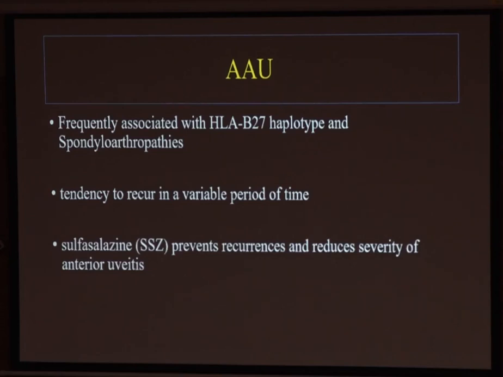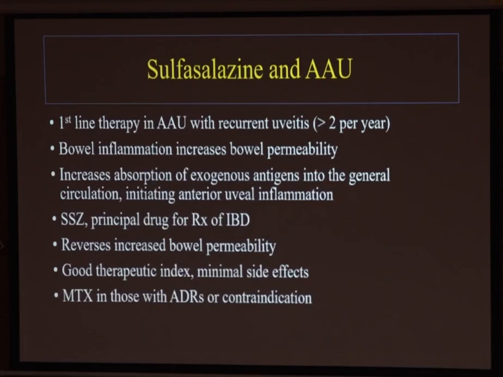You must be wondering why we always order the HLA-B27 in our clinic, because these patients are frequently associated with the HLA-B27 haplotype and spondyloarthropathies. And this type of uveitis has a tendency to recur in a variable period of time. You may have multiple episodes in a year, you may have 3 or 6 or any number of episodes. So sulfasalazine is known to prevent recurrences and also reduce the severity of uveitis attacks in these patients. Now this has been recommended as the first line therapy in acute anterior uveitis patients who have recurrent uveitis, that means who have more than 2 episodes per year.